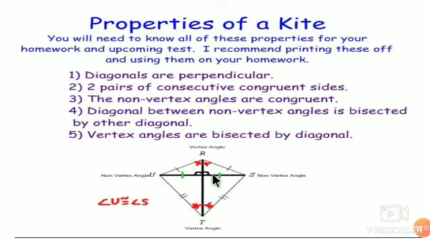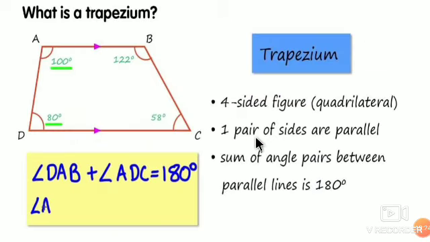Diagonals are perpendicular, means here a right angle is formed at the intersection point. Two pairs of adjacent congruent sides. The non-vertex angles are congruent. The diagonal between non-vertex angles is bisected by the other diagonal. Vertex angles are bisected by the diagonal.